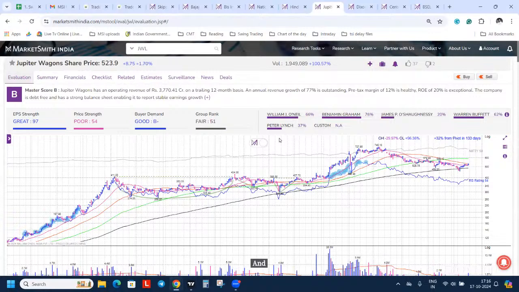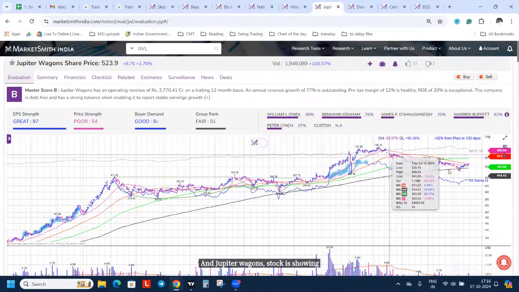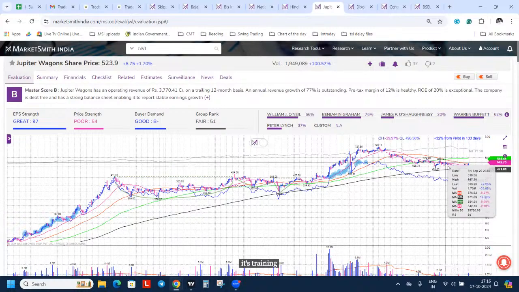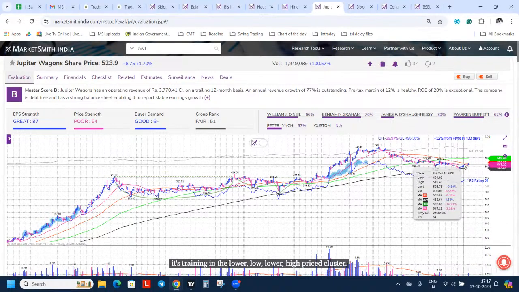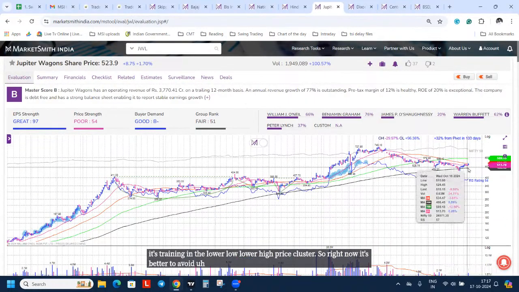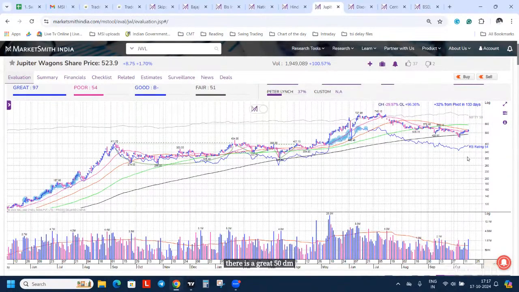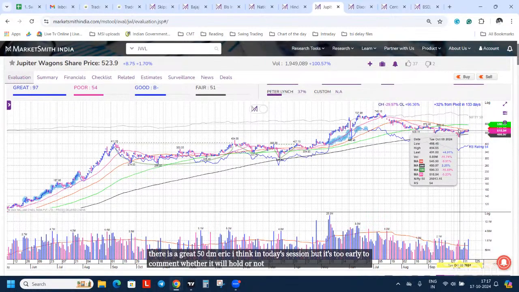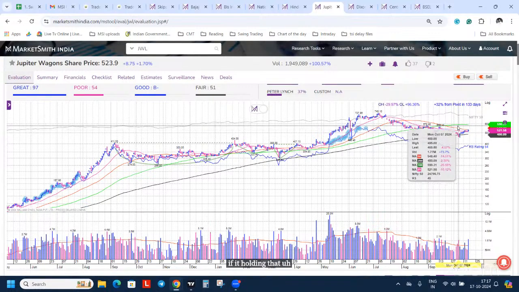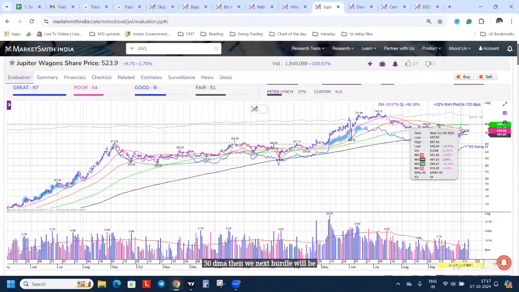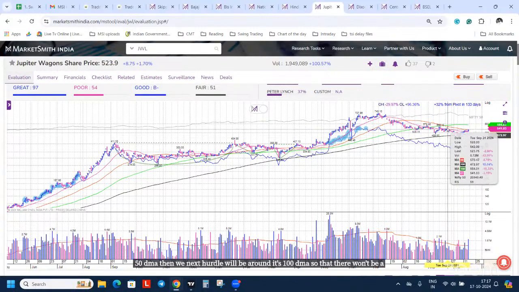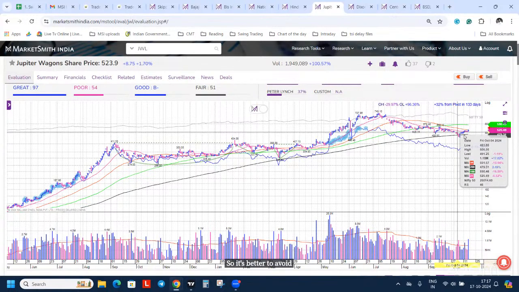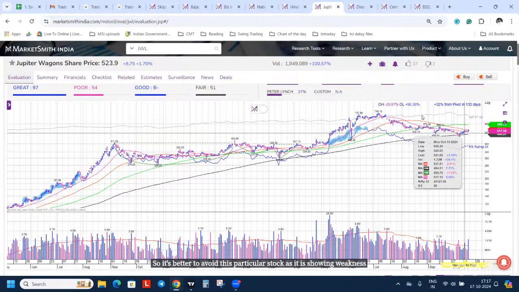And Jupiter Wagons, the stock is showing negativity. It's trading in a lower low, lower high price cluster. So right now it's better to avoid. There is a 50 DMA retake, I think, in today's session, but it's too early to comment whether it will hold or not. If it holds that 50 DMA, then the next hurdle will be around its 100 DMA. So there won't be a very good risk reward ratio in this particular stock. It's better to avoid it as it is showing weakness near its 200 DMA.